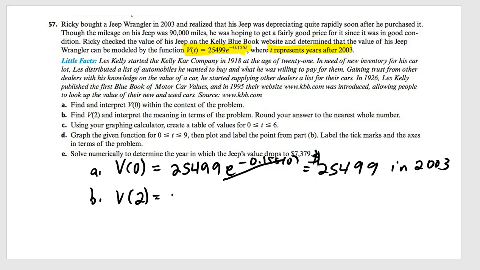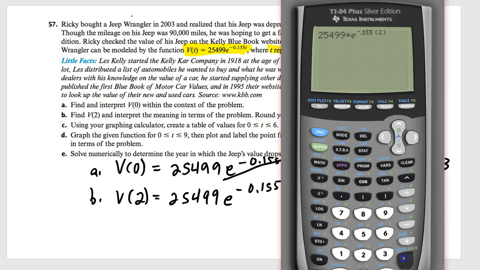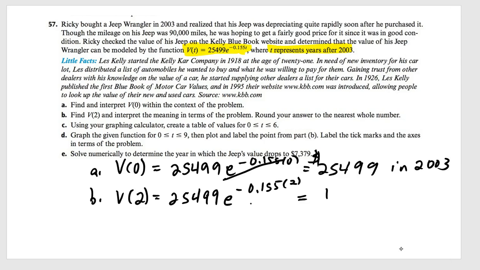Part B asks us to figure out what it will be at V sub 2. So we're going to do the exact same thing, but in place of T this time, we're going to put in 2. And we're going to use our calculator and calculate this. Put it in my calculator and I hit enter and I get 18,702. So that means in 2005, because that would be 2 years after 2003, the value is $18,702.